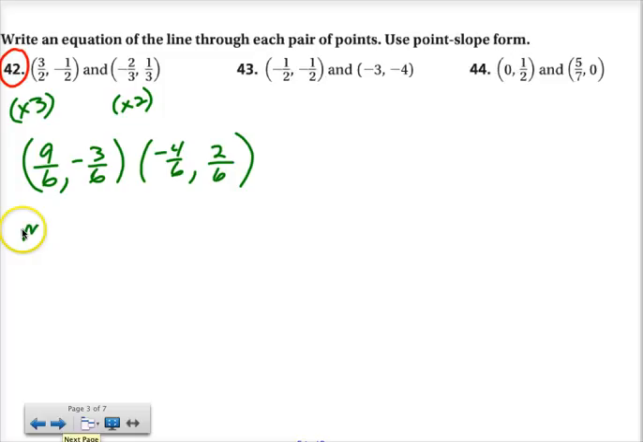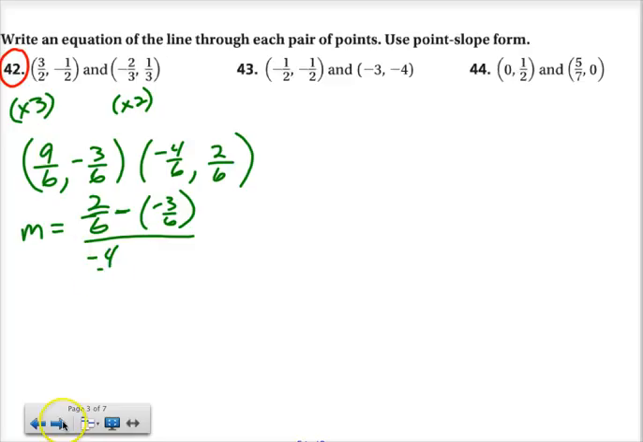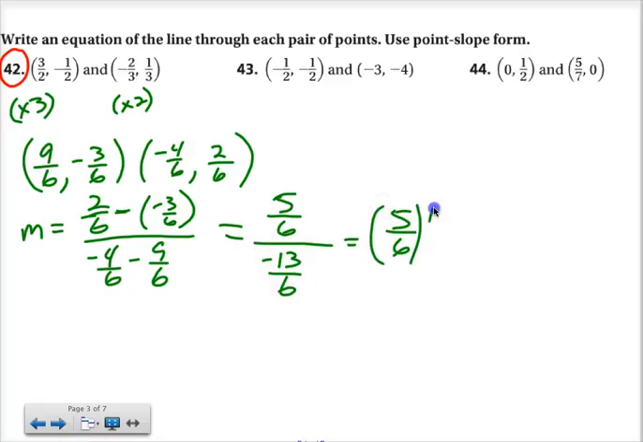So for the slope, we need 2/6 minus a negative 3/6 divided by negative 4/6 minus 9/6. So 2/6 minus a negative 3/6 will be 2/6 plus 3/6, which is 5/6, divided by negative 4/6 minus 9/6 will be a negative 13/6. And then we don't divide fractions, we multiply by the reciprocal.